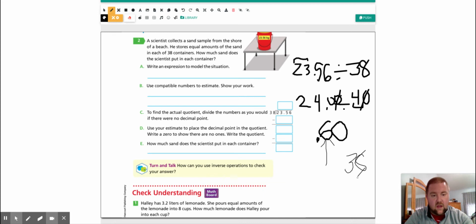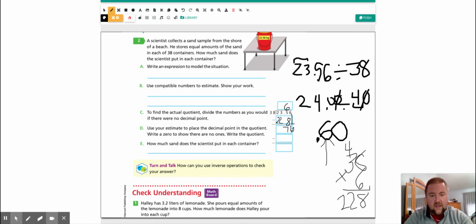So I have 38 times 6. I do 6 times 8 is 48. Carry my 4. 6 times 3 is 18, plus 4 is 22. That gives me 228, which is really close. So I put this 6 right here above the 5, because it went into 235 6 times. I subtract my 228, because these are the steps that I've learned in the past. I'm running a little bit out of room here, but I can tell you that this would be 7. And then after I subtract, I need to bring down my 6.